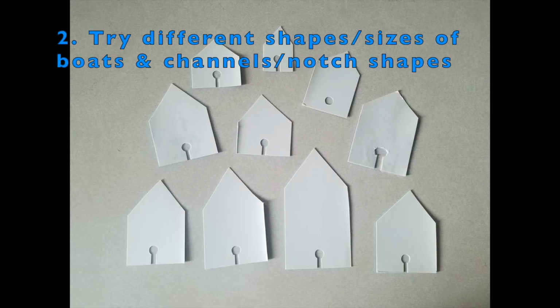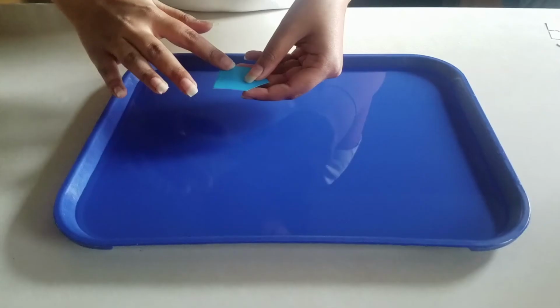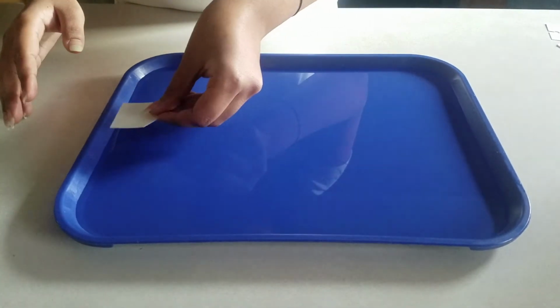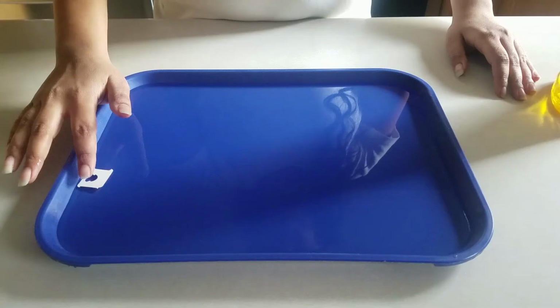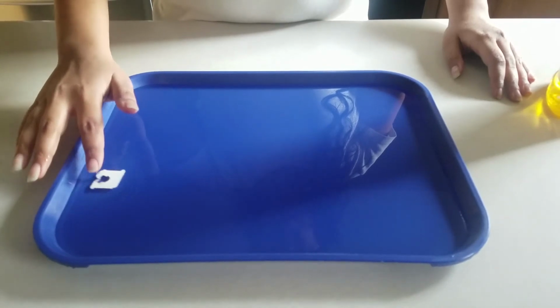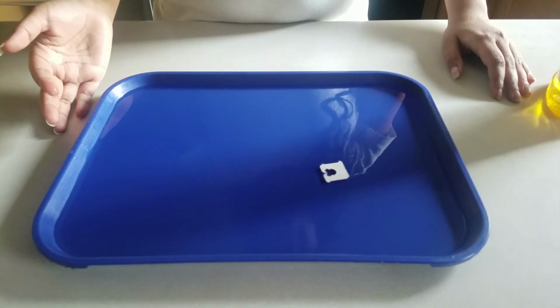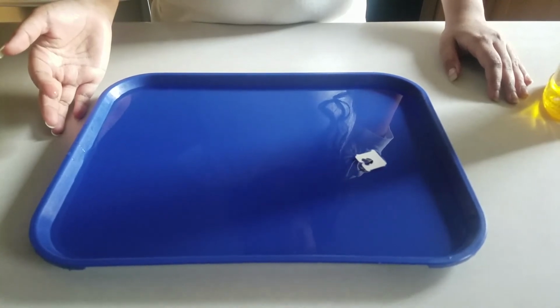You can also try cutting out different shapes and sizes of boats, as well as different channel or notch shapes. You can test the boat without making a channel or notch and just putting the soap on the back of the boat. You can also try using a plastic bread tab. Does the shape and size of the boat affect its ability to move?